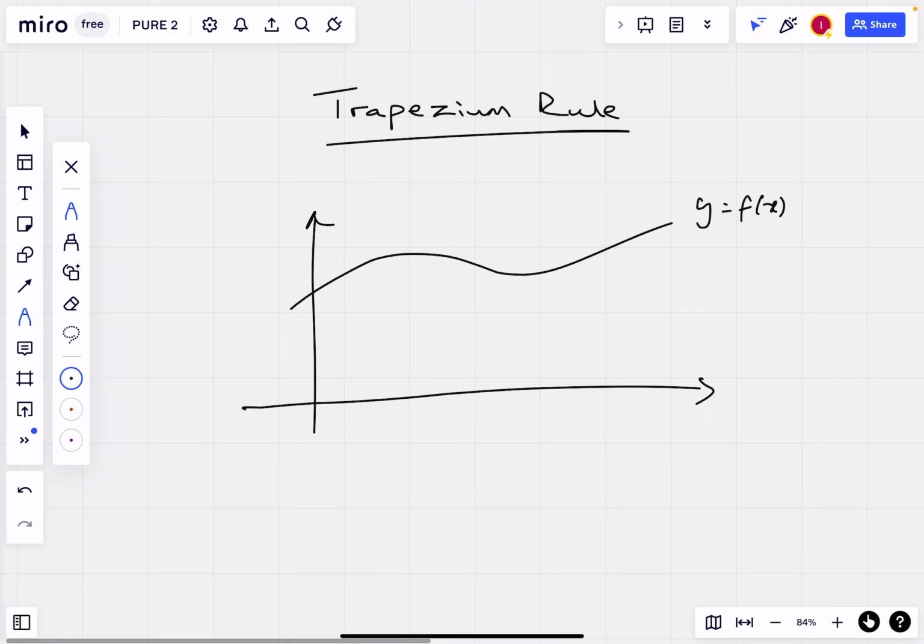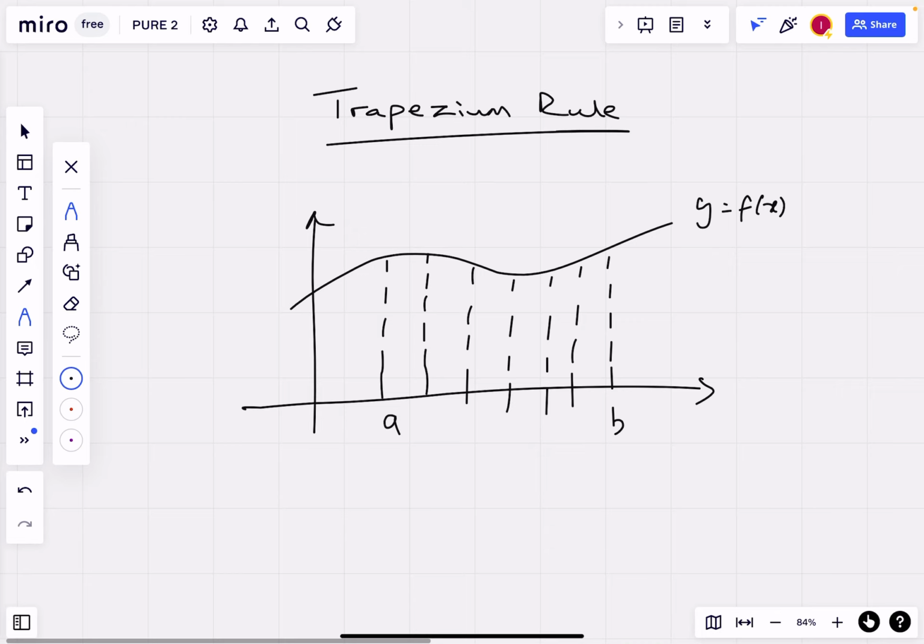It can't, right? Now, in order to find the area under the curve, what you can do is split a portion of this curve. Let's say we have the interval a to b. We can split up a to b into multiple shapes. So something like this. Okay?